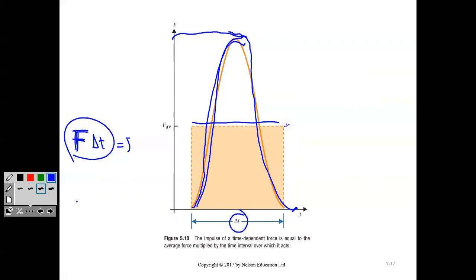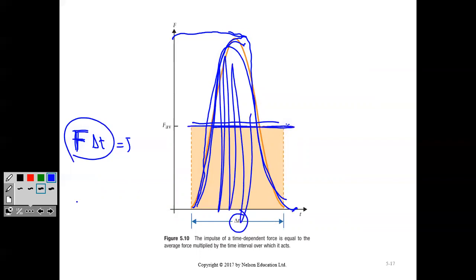However, to get around this problem, because we know it's not a constant force, the impulse is actually the area under the curve for a varying force. If it is a constant force, you can see it is the area, right? Because it is F multiplied by delta T. What is F multiplied by delta T? It is the area if it is a constant force. But it is a varying force.